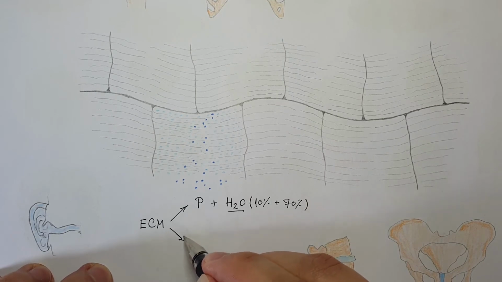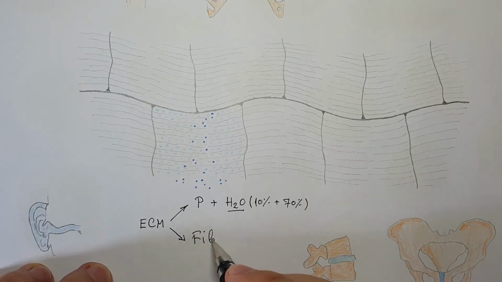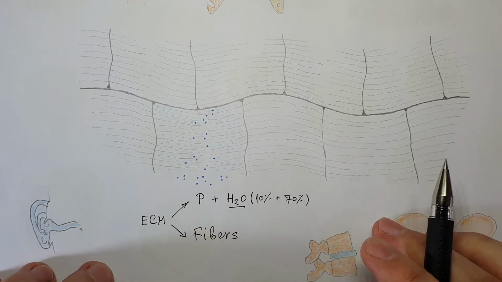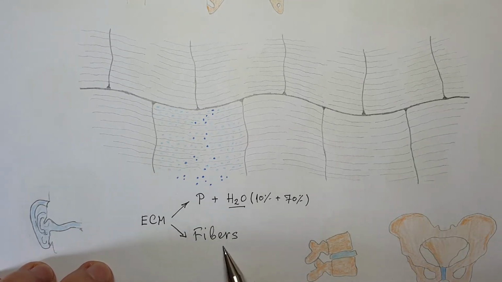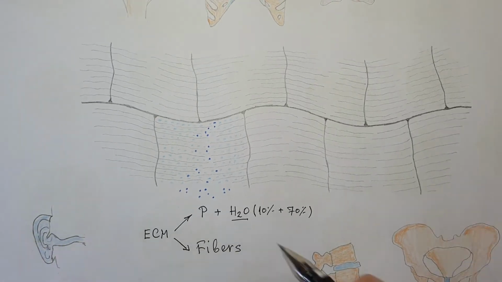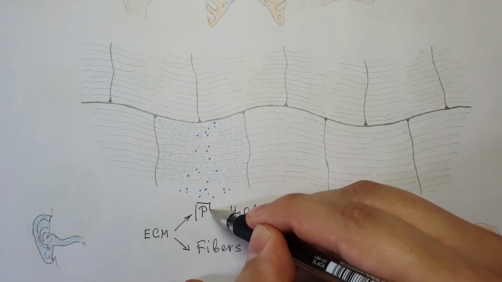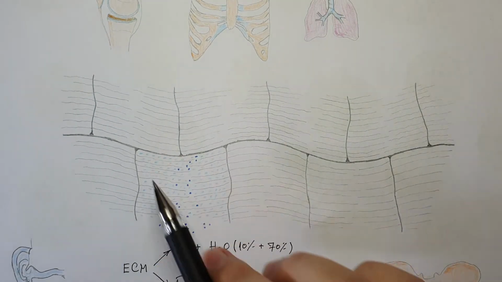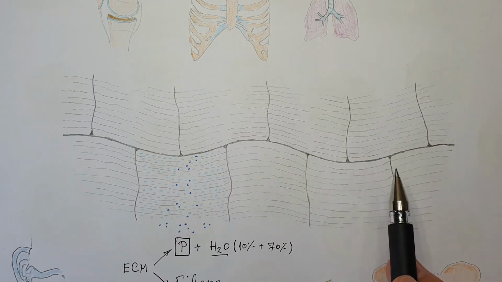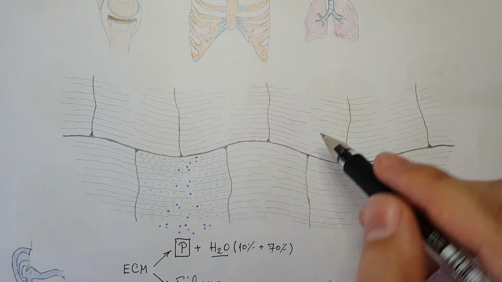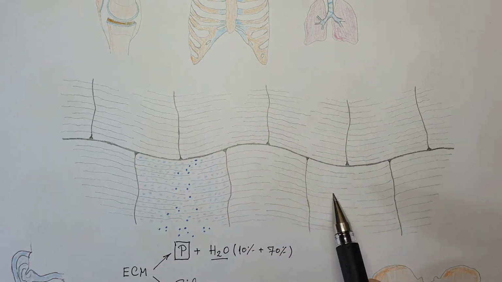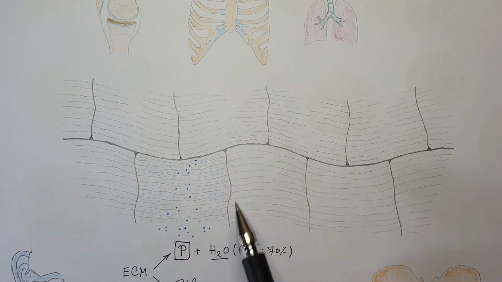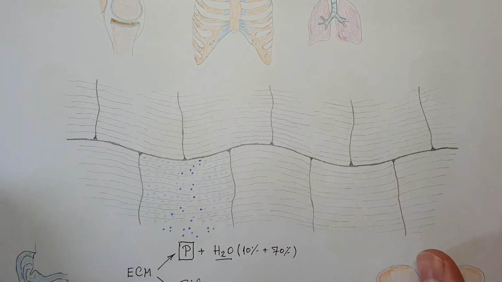The second element is fibers: a network of fibers, either collagen type 1 or 2, or elastin with collagen. These proteins are very important for the structure of cartilage. And I laid out here one big molecule of proteoglycan aggregate, where many proteins and molecules bind together to form this huge molecule.